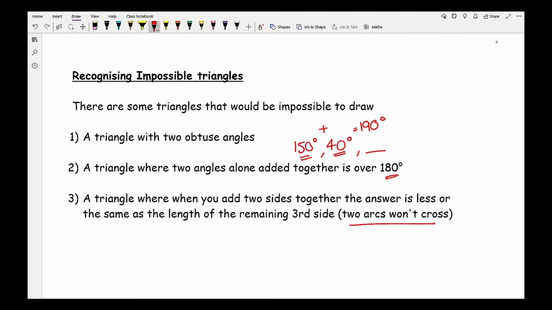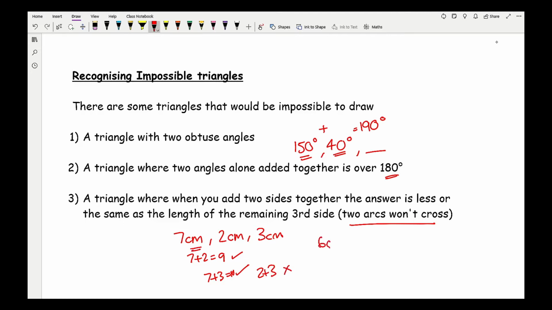Now, what I mean by spotting it is if I have 7 centimeters, let's say 2 centimeters and 3 centimeters, well, if I pick any 2 sides, the answer has got to be bigger than the side I've not added. So here, if I did 7 plus 2, which is 9, is that bigger than 3? That's fine. If I picked 7 plus 3, is that bigger than 2? Yes, it is, because that's going to be 10. But if I did 2 plus 3, that's not bigger than the remaining side, so therefore that would be an impossible triangle.